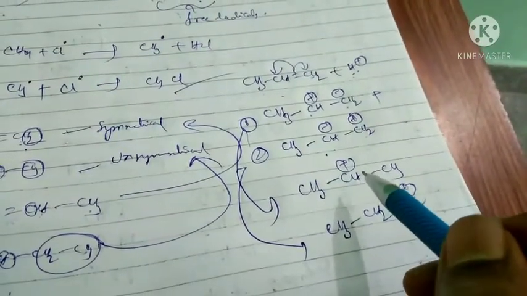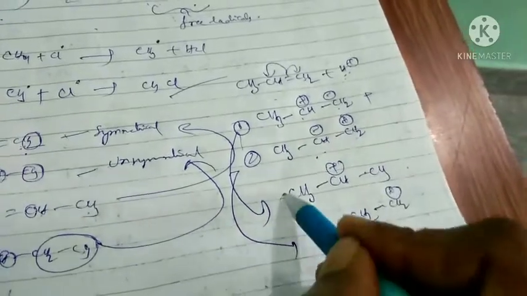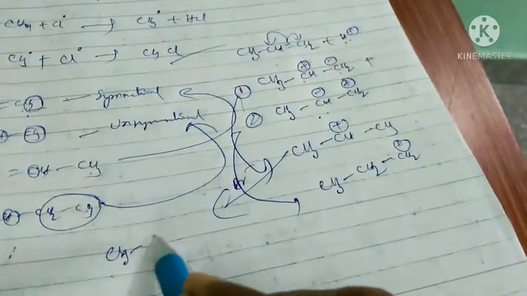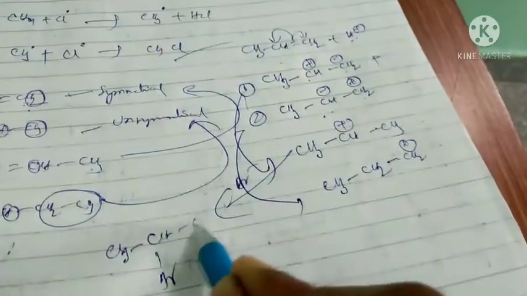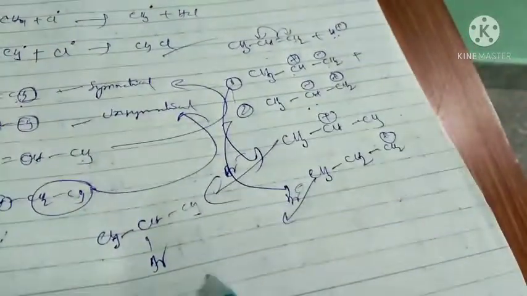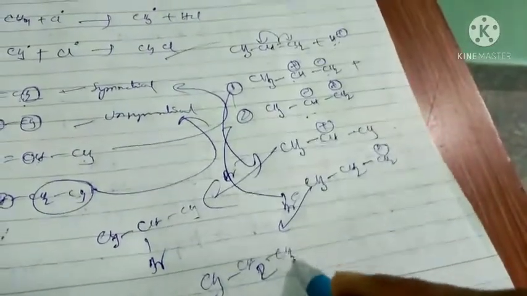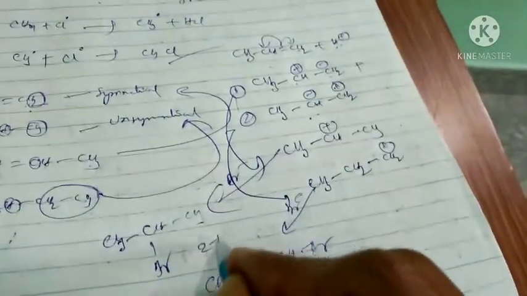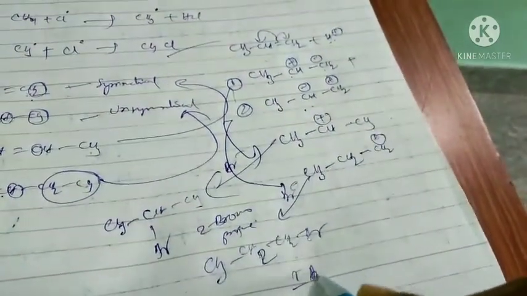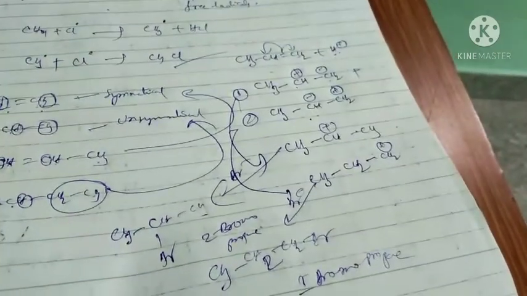Then which is left? Br minus is left. If Br minus comes and attacks here, then this becomes CH3, CHBr, CH3. If Br minus comes and attacks this compound, then we get CH3, CH2, CH2Br. This is 2-bromopropane. This is 1-bromopropane. I hope you understand.